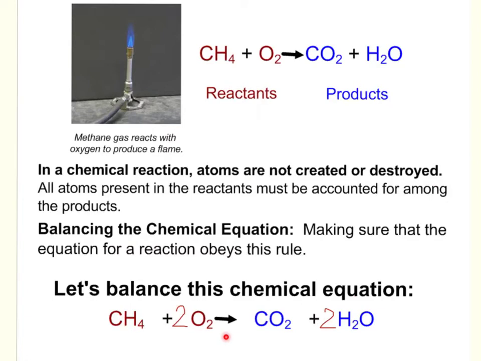Now, when we balance the equation, we always want to make sure at the end that everything works out right. So we go back and we check. Carbon, 1 carbon, 1 carbon. 4 hydrogens, 4 hydrogens. 4 oxygens, there's 2 plus 2 is 4 oxygens. This is now a balanced chemical equation.